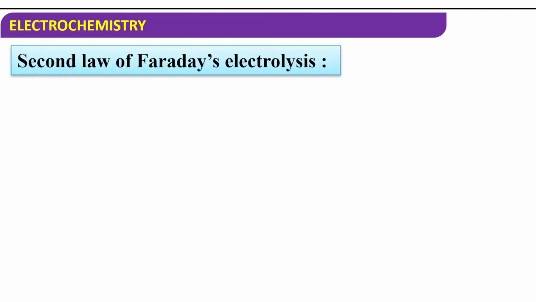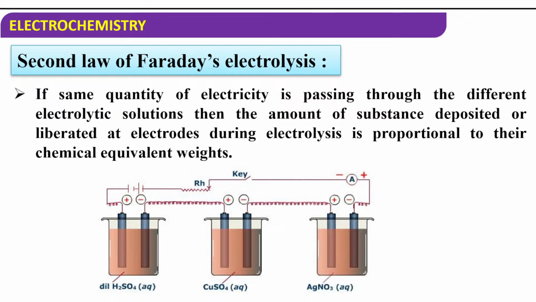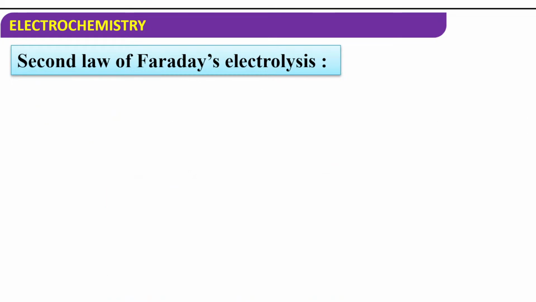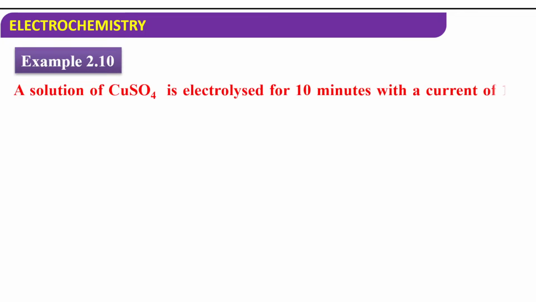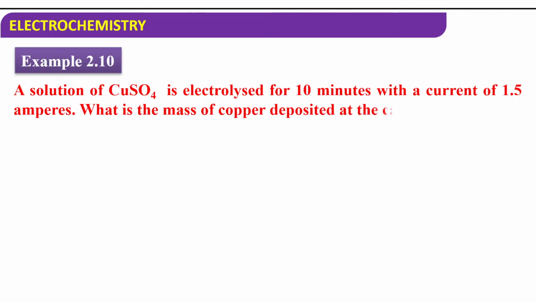See, if the same quantity of electricity is passing through different electrolytic solutions, then the amount of substance deposited or liberated at the electrodes during electrolysis is proportional to their equivalent weights. That's it. So let us solve this question. A solution of copper sulfate is electrolyzed for 10 minutes with a current of 1.5 ampere. So what is the mass of copper deposited at the electrode?